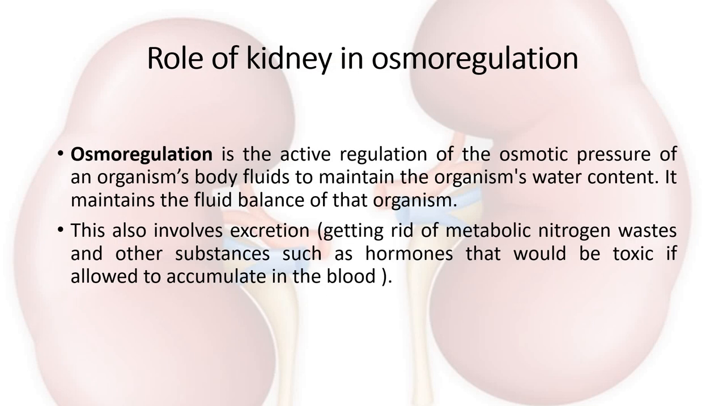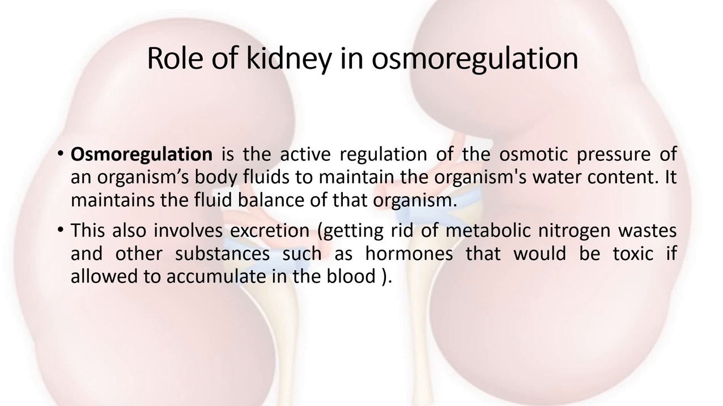So, the role of kidney in osmoregulation. Before going into the detailed information, we have to know what osmoregulation actually is. Osmoregulation is the active regulation of osmotic pressure of an organism's body fluid to maintain the organism's water content. If we take the human body as an example, we drink a lot of water, a lot of fluid in our life. So osmoregulation is the process by which that water or fluid is maintained inside our body, either by excretion or by other ways. So osmoregulation actually maintains the fluid balance of any specific organism.